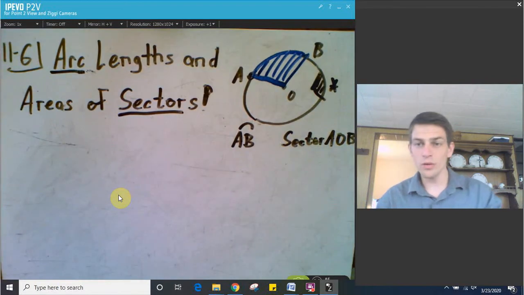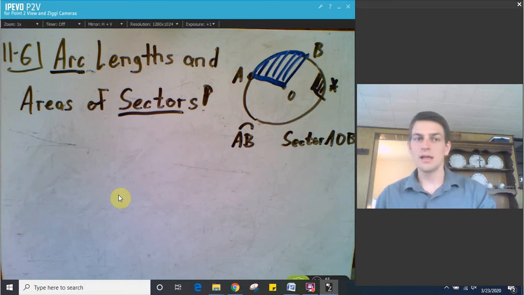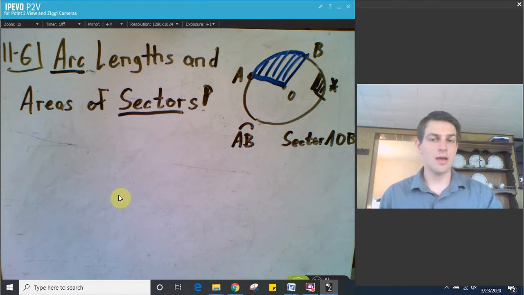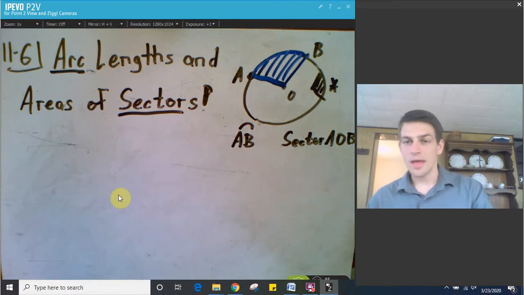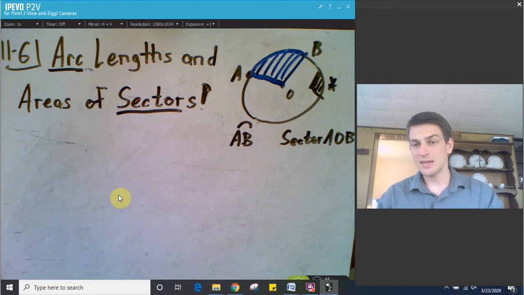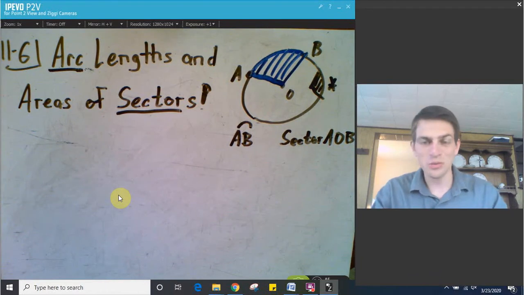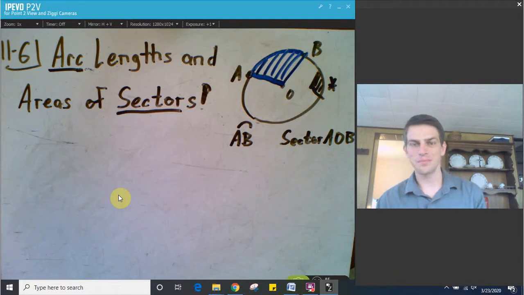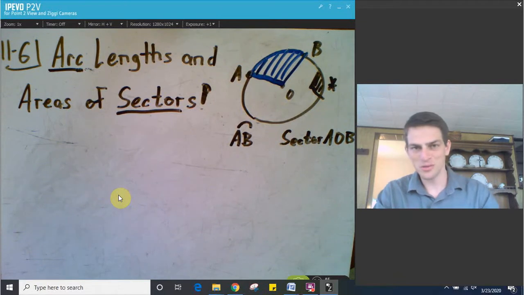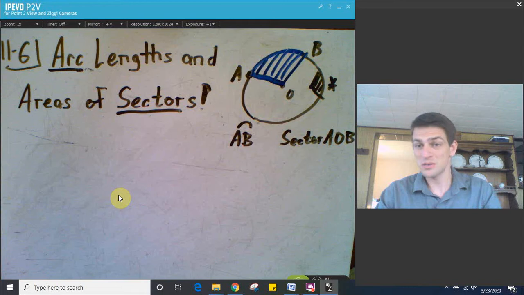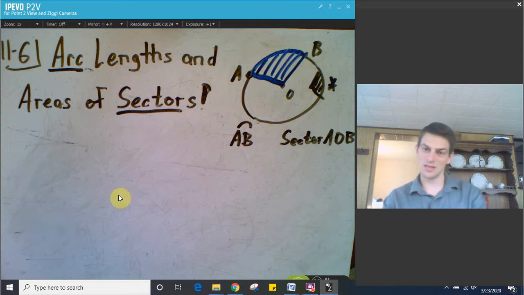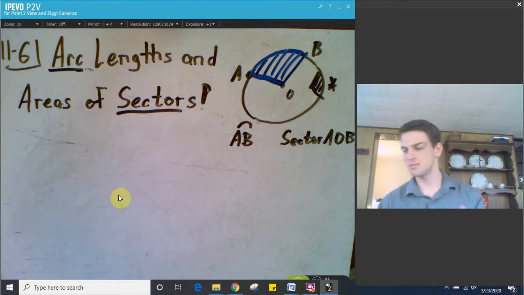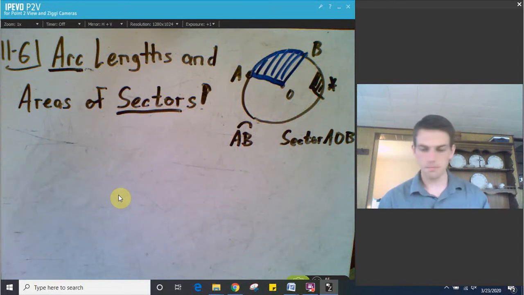So, the goal of this lesson is to find the length of arcs and the areas of sectors. And this is going to be, as you might guess, very connected to our previous lesson in which we find the circumference of a circle and the areas of circles. Because arcs are just pieces of circumferences and sectors are just pieces of circles, we can use that same idea to find these pieces of the circle then.